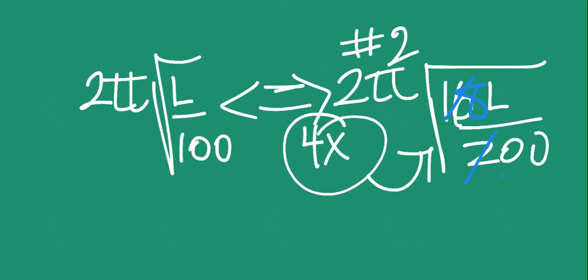Now in comparison to pendulum number 1, I've got 8 times the length of the pendulum over 100 compared to 1 times the length of the pendulum over 100. Therefore, given all the information that we were given in the problem, this pendulum number 2 is 8 times as long as pendulum number 1 to fit the scenario.